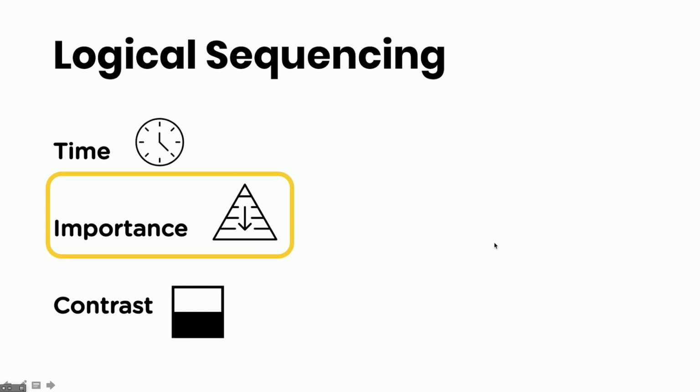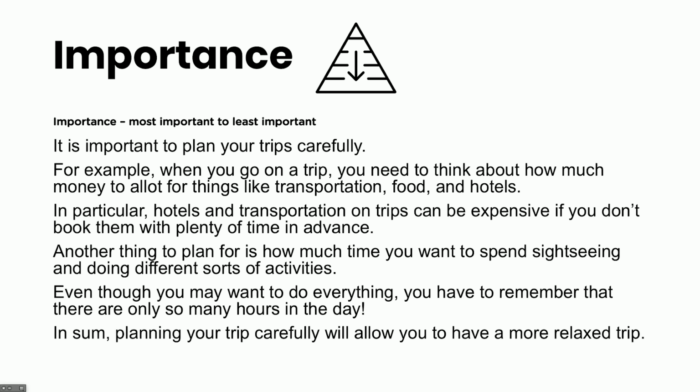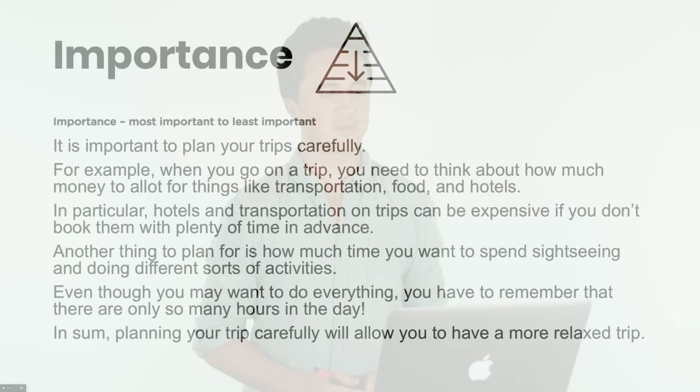Okay, let's look at the second way to logically sequence a paragraph, and that is by order of importance. So we have a little hierarchy here, this little pyramid. So this particular paragraph is structured from most important information to least important information. Let's have a read. It says, it is important to plan your trips carefully.